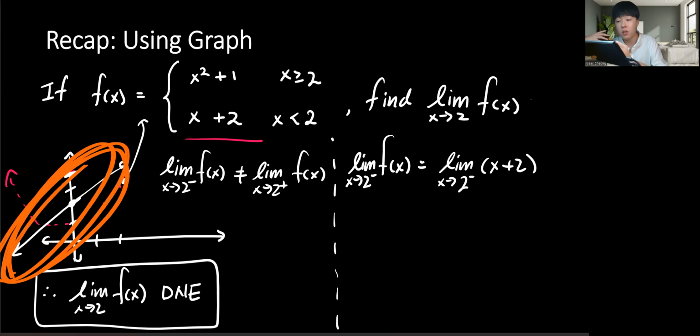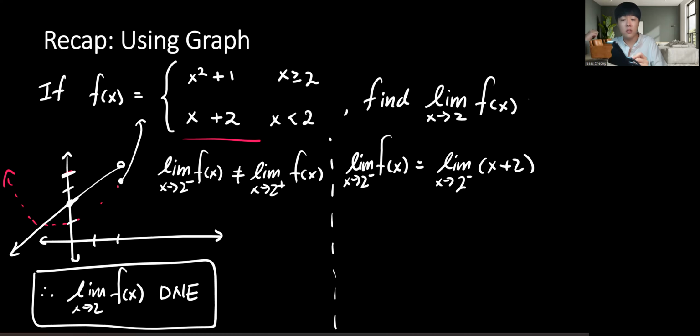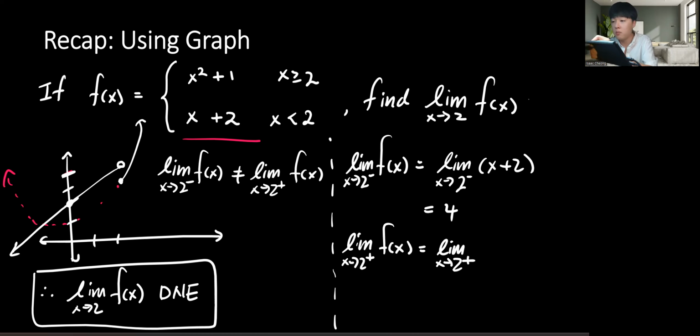For our left limit, this actually works as a direct substitution property. Why? Because in x plus 2, 2 is in the domain, right? So therefore, this has to equal 4. And using the same logic, for our right limit, the limit coming from the right, what matters for computing it is only this part. So our f(x) will be x squared plus 1, and then this should equal 5, right?